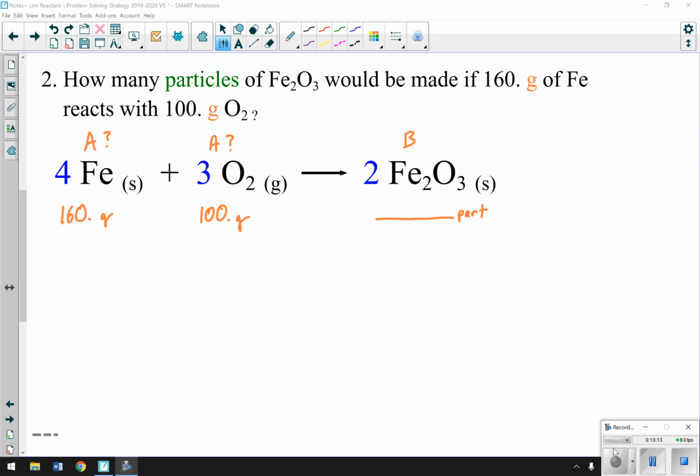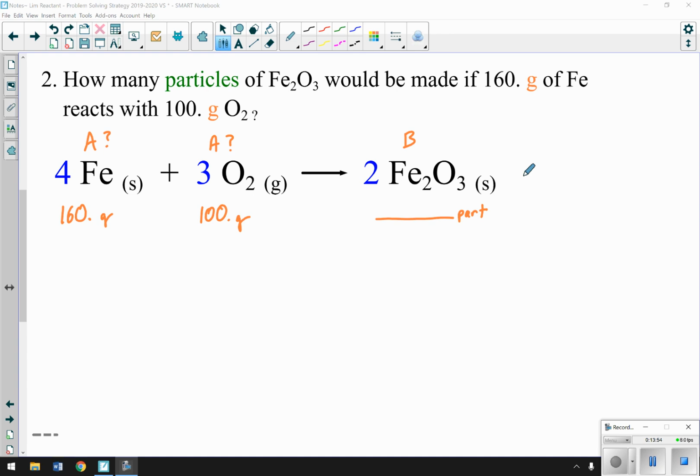Okay, different equation. Iron plus oxygen makes iron 3 oxide. And I balanced it. So what I want to know is how many particles of Fe2O3, iron 3 oxide, which is our B, would be made if 160 grams of iron reacts with 100 grams of oxygen. And again, just like I would do any stoichiometry problem, I write down the given amounts, but I don't know which one of these will be substance A. Whichever one of these is the limiting reactant is the one that I'm going to use to calculate the number of particles of B. Let's do that math now.